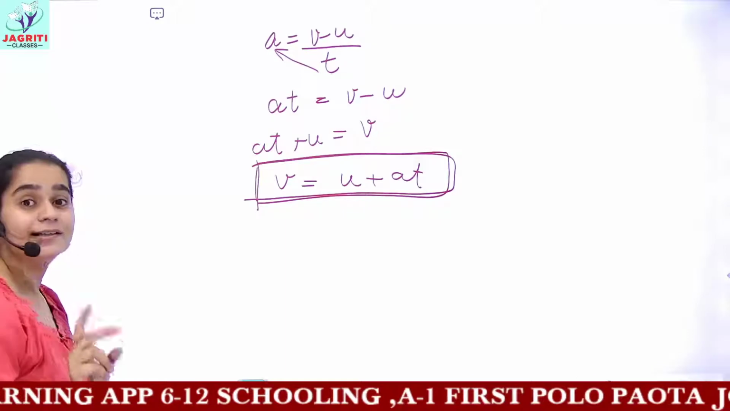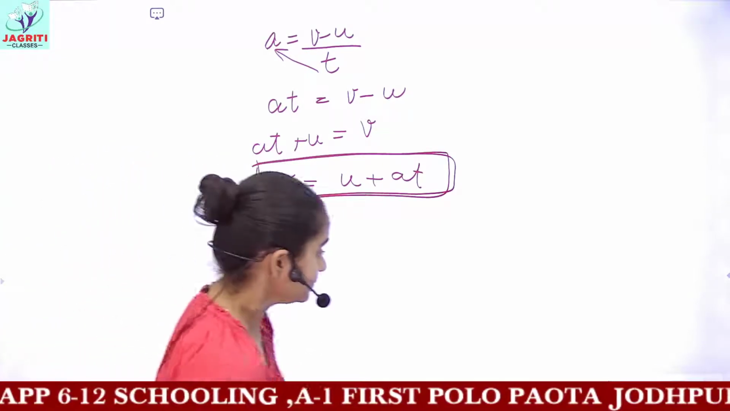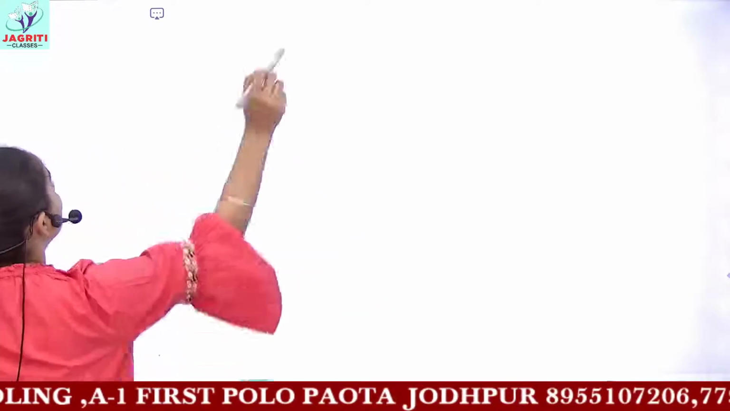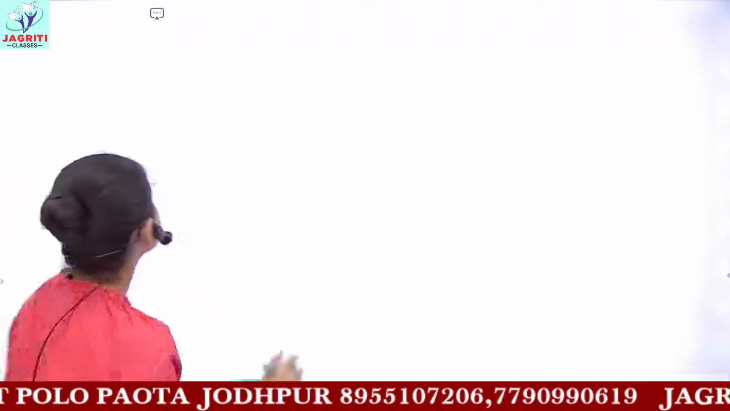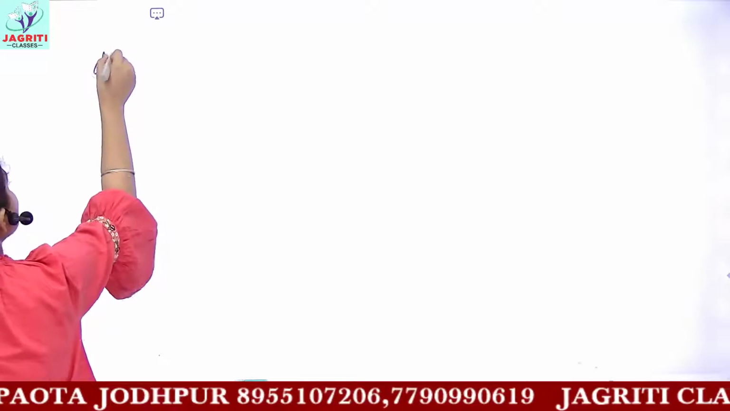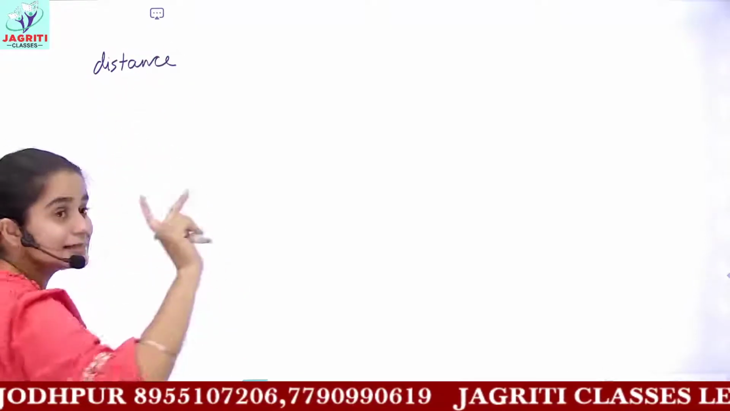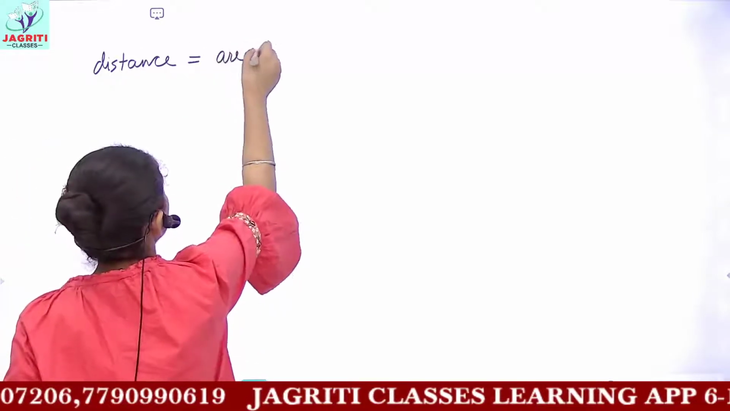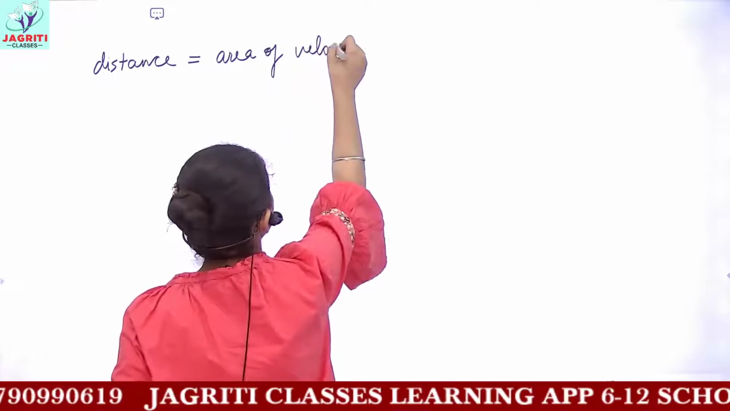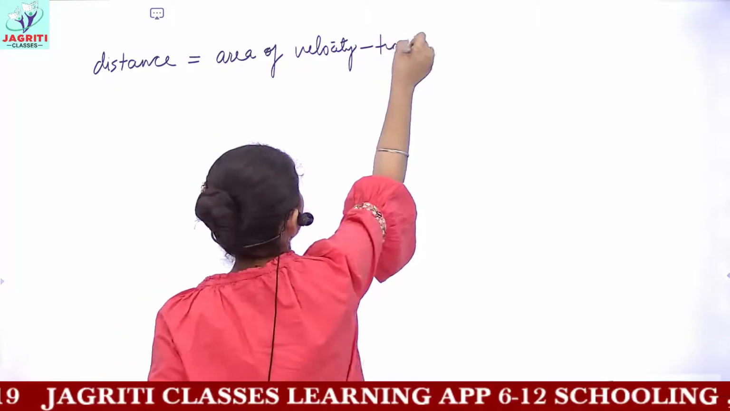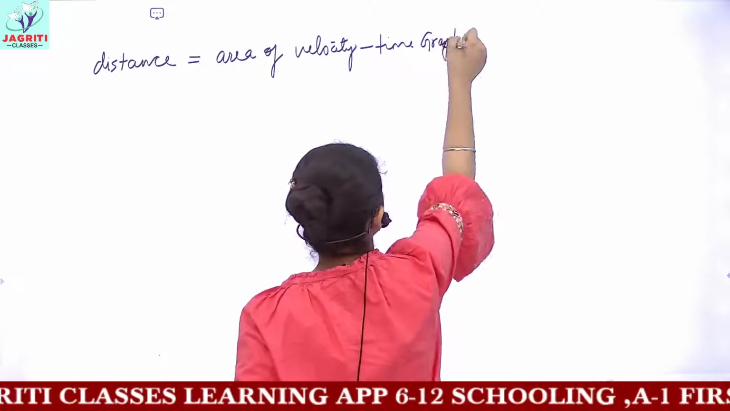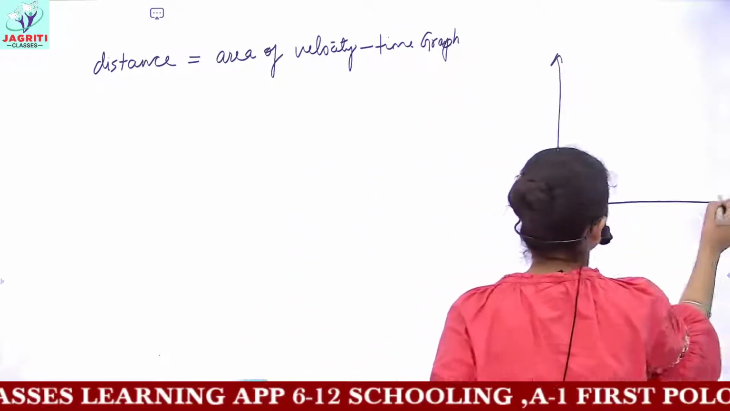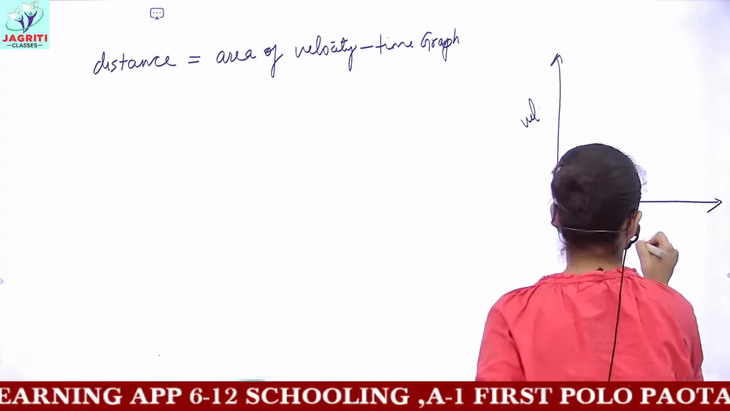Now we are deriving the second equation of motion. For deriving the second equation, remember, you have to find the area of two things. So we say that the distance traveled, now we are starting with the second equation, we are writing distance is equal to the area of the velocity-time graph. You can see the graph again in your books. I am drawing it roughly here again.